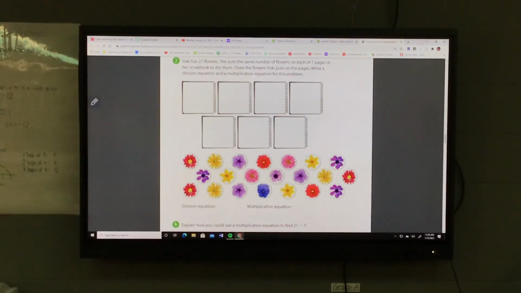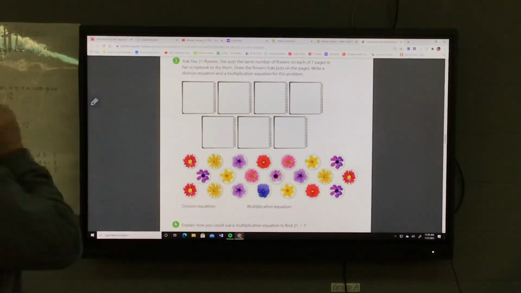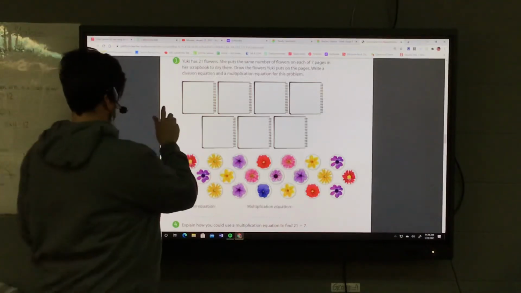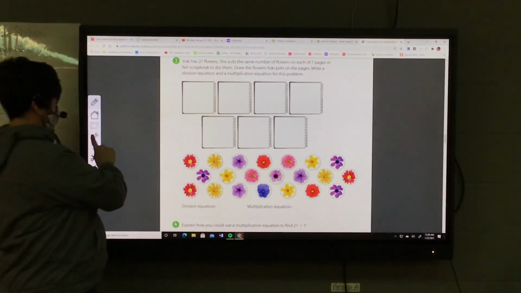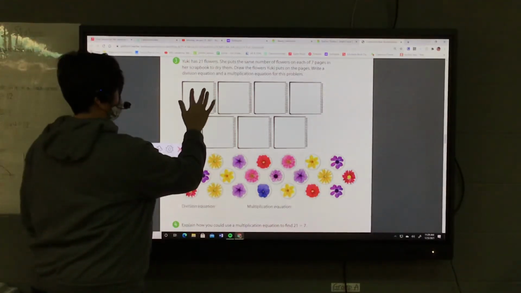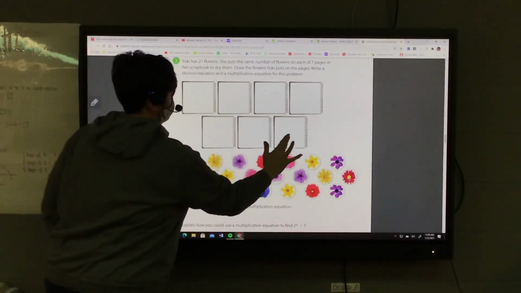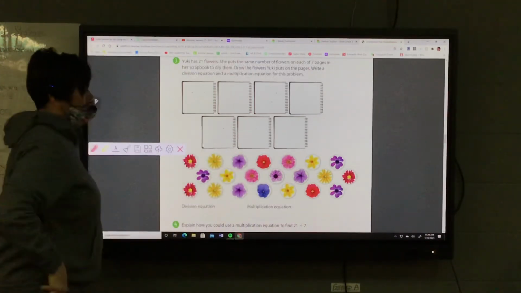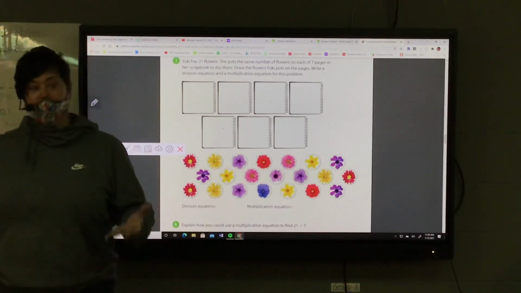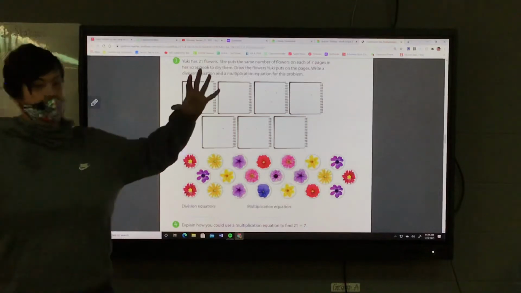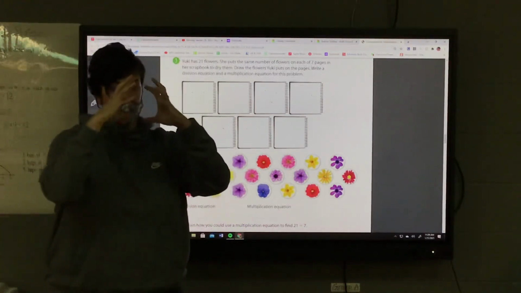I'm seeing the number in each group. Looks like everybody put, how many flowers did you put on each page? 3. Okay, so you put 3 flowers on each page. I'm just going to do my quick little dots here. All right, so your division equation, how many did you start out with all together?